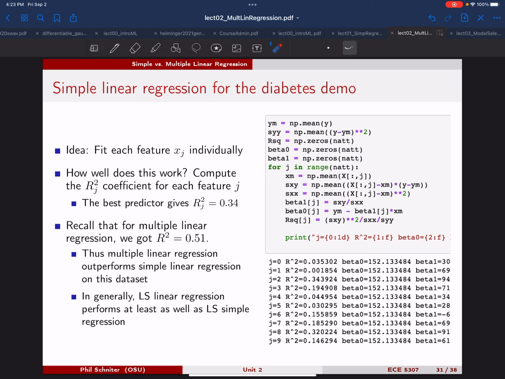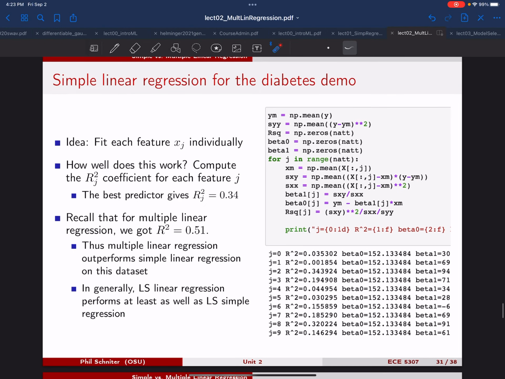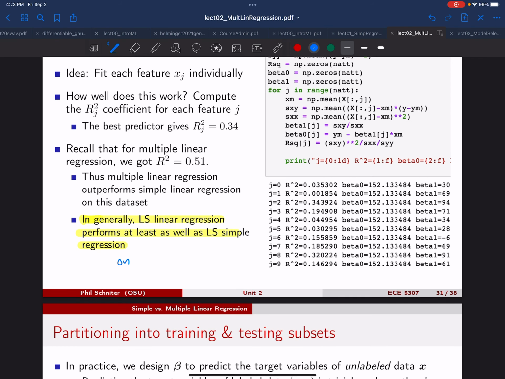Yeah, so our least squares design is really figuring out how to extract the most it can from the training data to perform the task of predicting the training targets. So definitely it's going to win. That's what we find here. Okay, let me just highlight this to make sure that we all understand what's going on here. Sorry, there's a typo. It should say in general. In general, least squares linear regression performs at least as well as least squares simple regression, and I'll write here, on the training data.